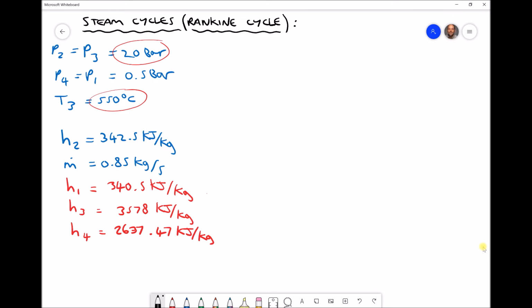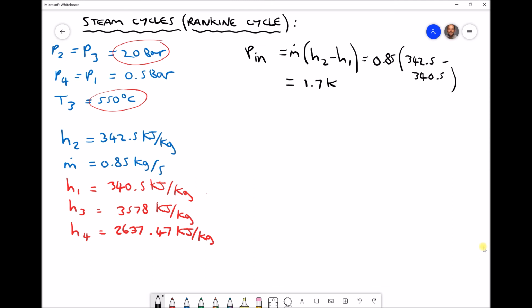Okay, so the first process in our cycle is P in, or the power input by the pump. The power input is the mass flow rate times the change in enthalpy across the pump. At the exit of the pump we have H2, and at the entrance we have H1. Our mass flow rate is 0.85, H2 is 342.5, and H1 is 340.5, giving us a value of P in at the pump equal to 1.7 kilowatts.